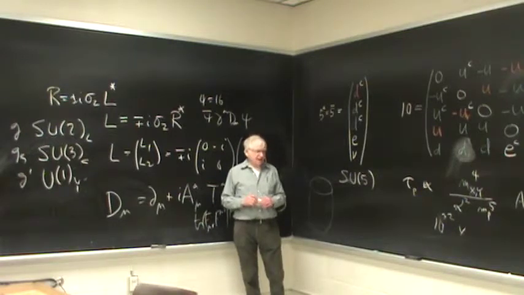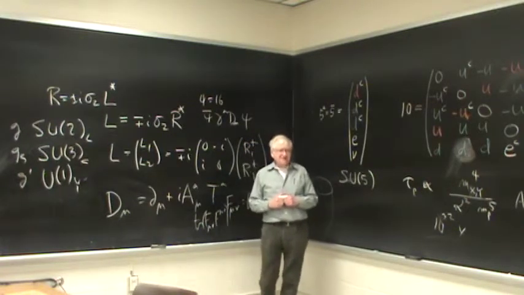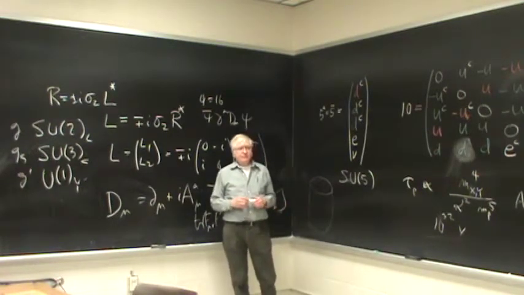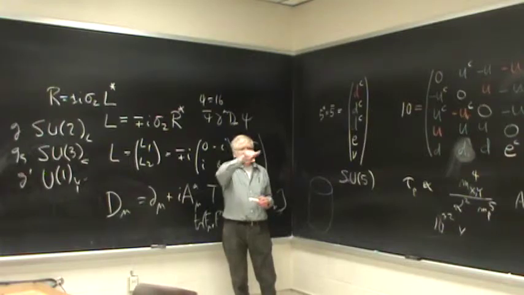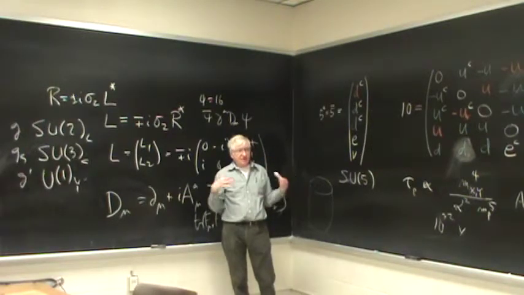One of the big problems that was discovered back in the 70s was that if you don't have supersymmetry, I described how nicely these coupling constants vary with energy.